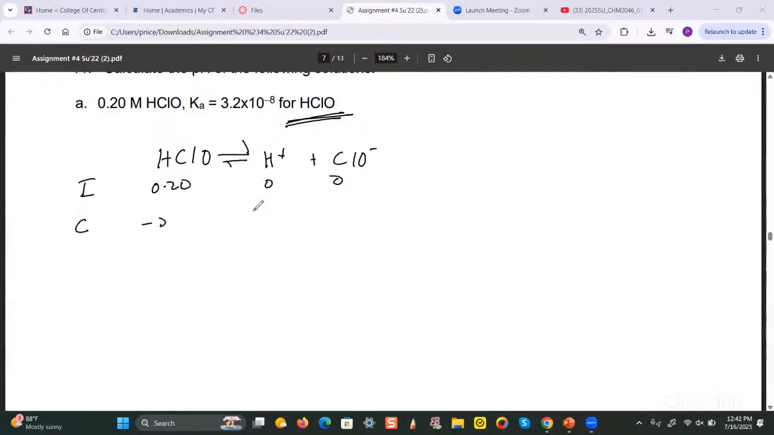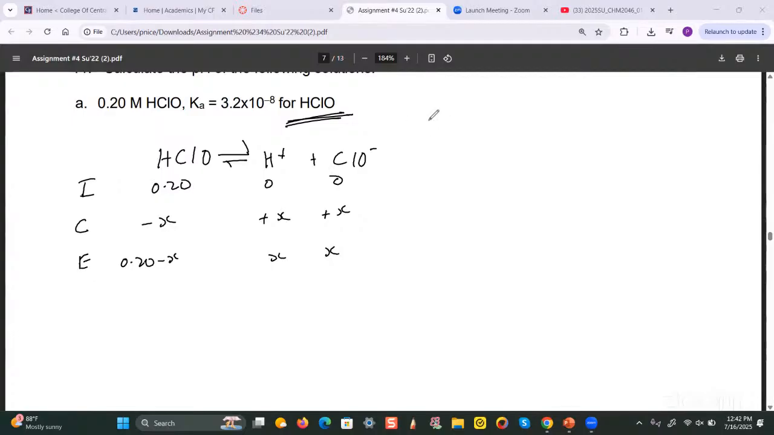So first step. What's the first step? Is it a weak or strong acid? All right, so what type of acid is this? Weak, okay, very good. What's the next step? Acid. Okay, so HClO forms H plus and ClO minus. So initially, you're gonna have 0.20 here, 0 here, 0 here. The change would be minus X, plus X, plus X. So at equilibrium, you're gonna have 0.20 minus X here, X here, and X here.